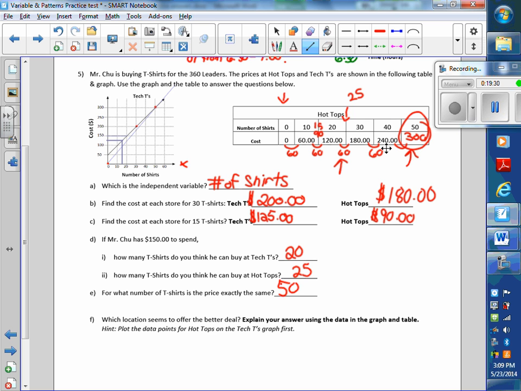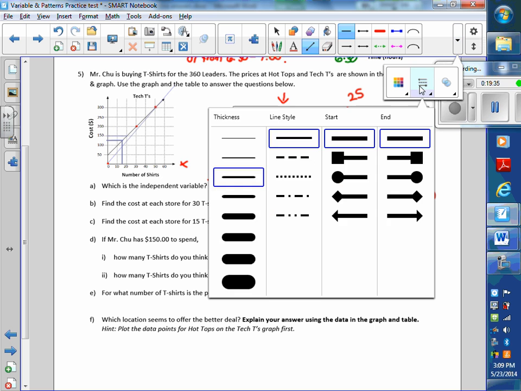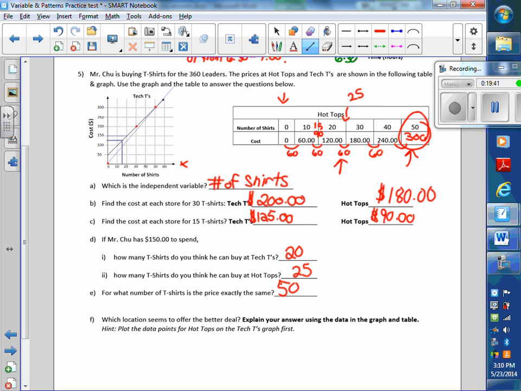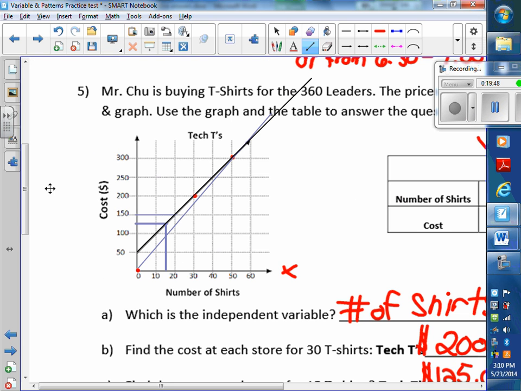So one thing I want you to see is with that, if I keep that nice thin line and just trace over this line, so you see after 50, I'm going to zoom in here. Can you see the better deal for a while is going with the blue line? Tech Tees was the black line. And the question is, which place gives the better deal? And the answer is, it depends.